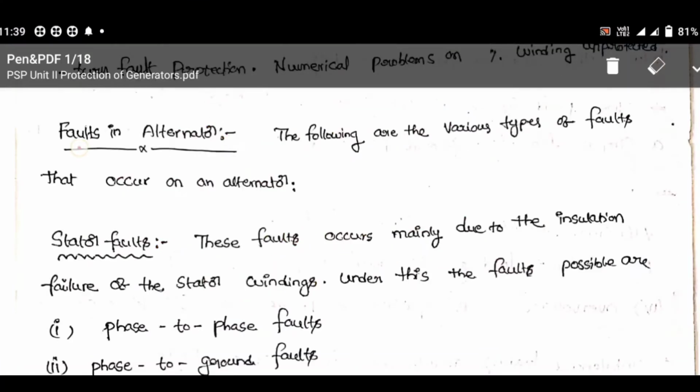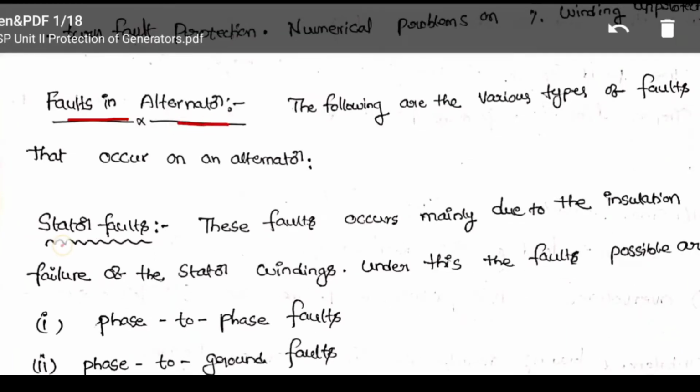What are the faults in an alternator? As I told you, there are stator faults and rotor faults. The following are the various types of faults that occur on an alternator, based on the parts. Stator faults occur mainly due to failure of insulation.